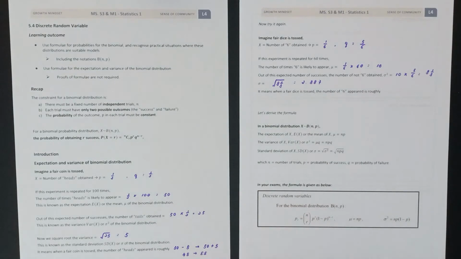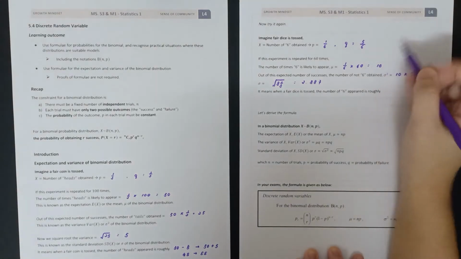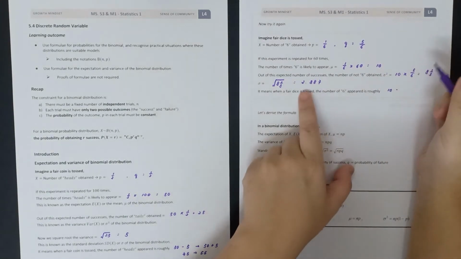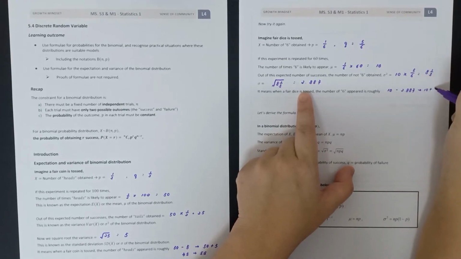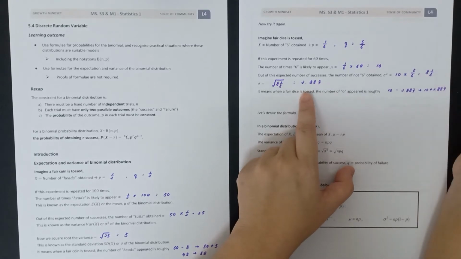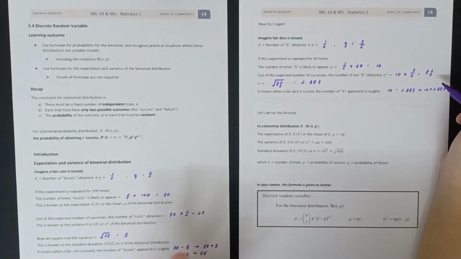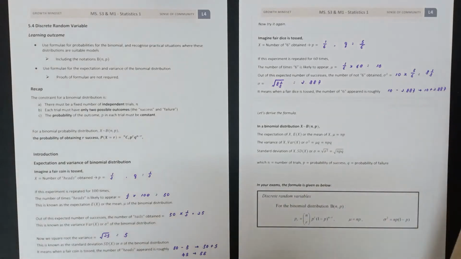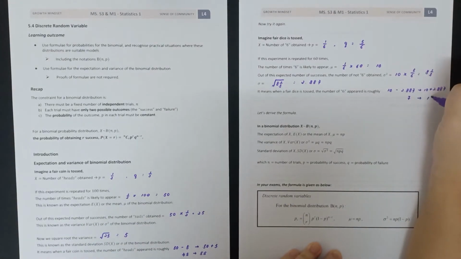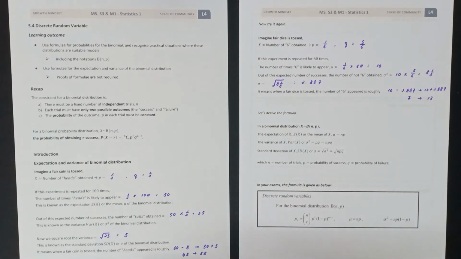It actually means that when a fair dice is tossed, the number of 6s that appear is roughly 10. The error that can happen is roughly 10 plus or minus 2.887. But you don't say the number of 6s that appear is a fraction, so when we change it, it will be roughly 7 to 13. So you expect that in a batch, you will get 7 to 13 times that a 6 appears.